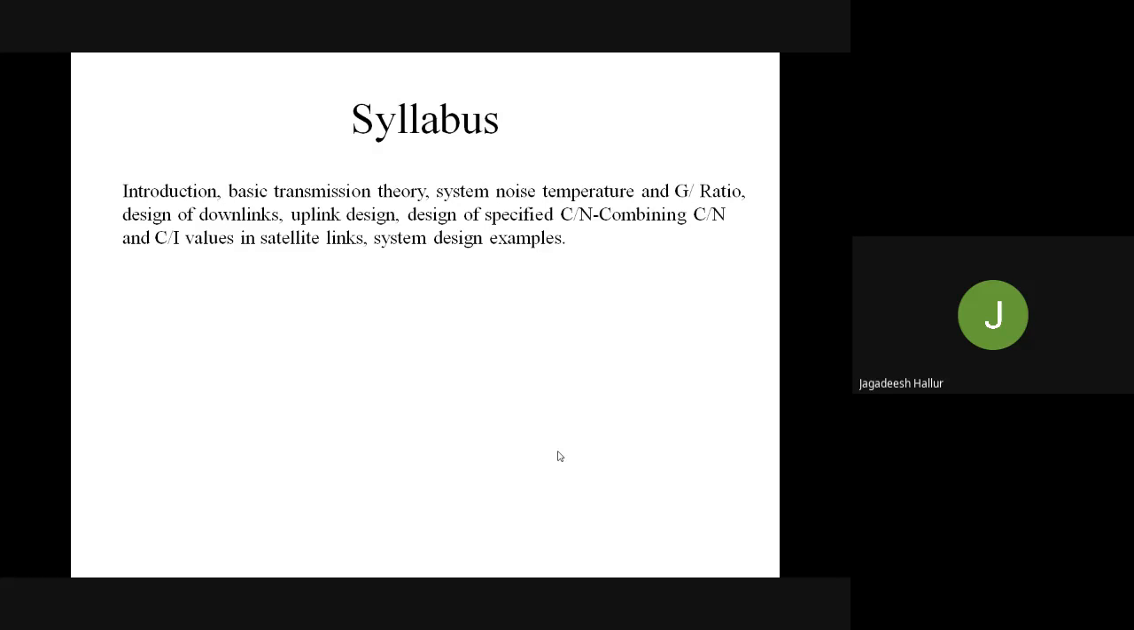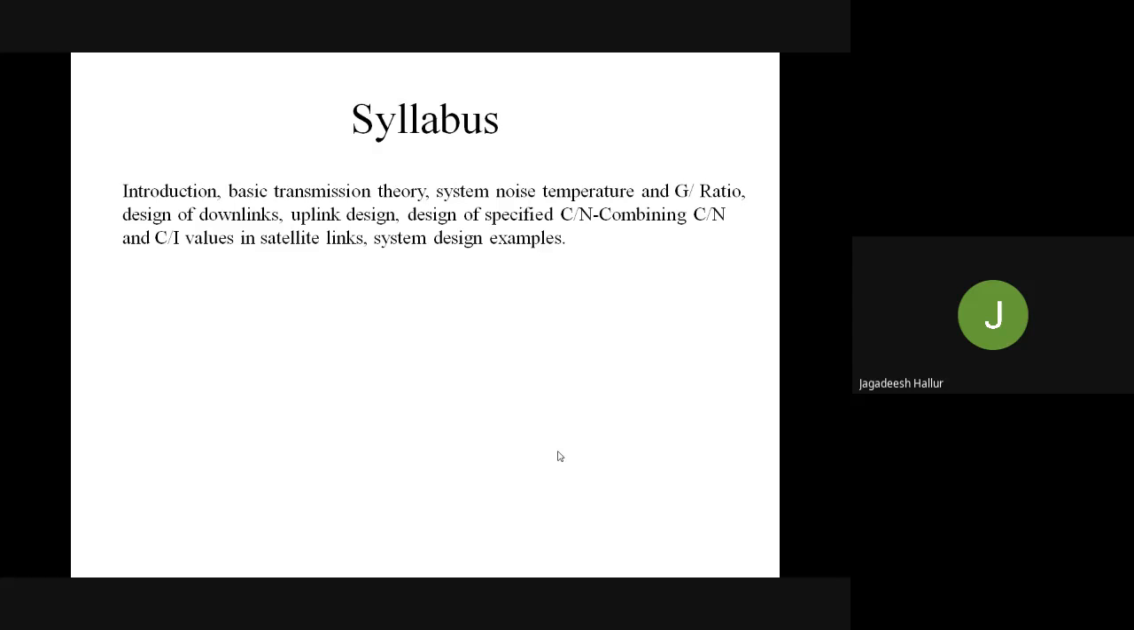In that analog communication, we have seen a signal to noise ratio. You have calculated the signal to noise ratio of a particular amplifier. That is system noise temperature. And then there is the G by T ratio. That is actually G is the gain and T is the noise temperature. That is the G by T ratio.